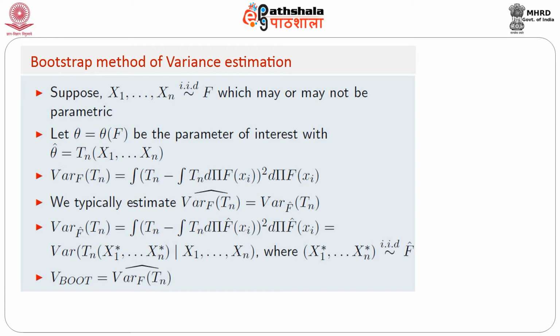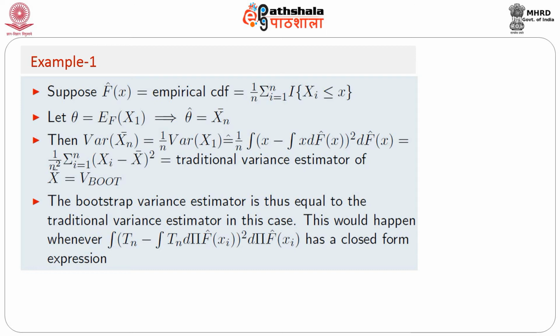Now, we typically estimate this variance of Tn by replacing F by an F hat in the variance form, and we say that that is an estimate of the variance of the estimator. So if we replace F by F hat, we get the variance to be the integral of (Tn minus the integral of Tn dF hat) squared, dF hat, and that is nothing but the variance of Tn(x1 star, x2 star, ..., xn star) given x1, ..., xn, where x1 star, ..., xn star follow IID F hat. Now, we define the bootstrap estimator V_boot equal to the variance of Tn under F hat. Suppose F hat is the empirical CDF; one of the estimates of F hat can be the empirical CDF.